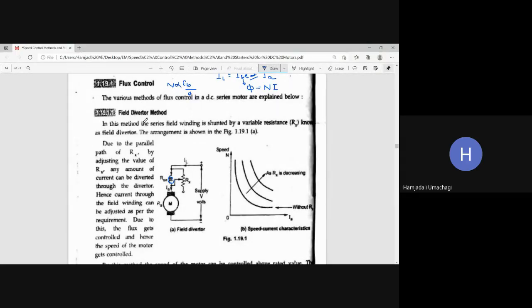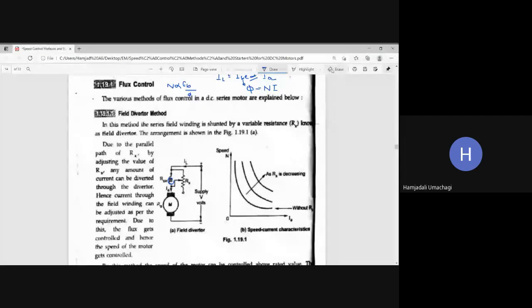Okay, you can see in this method, the series field winding is shunted by a variable resistance Rx. So here, this is the series field winding of the motor.